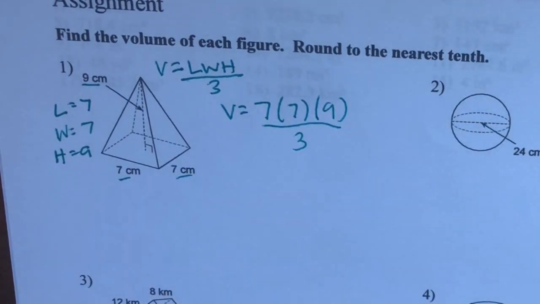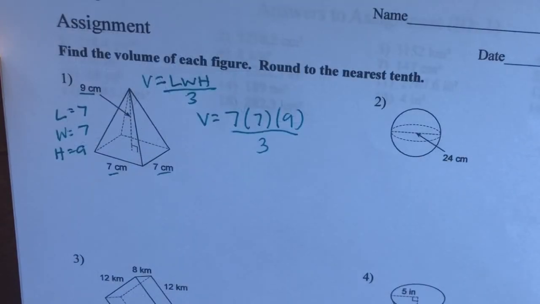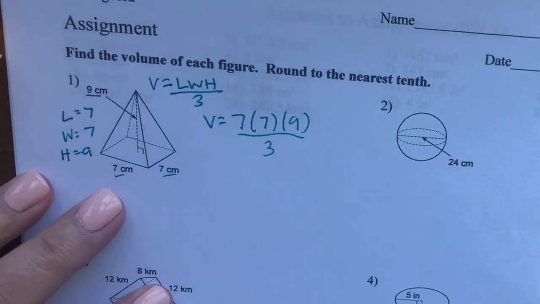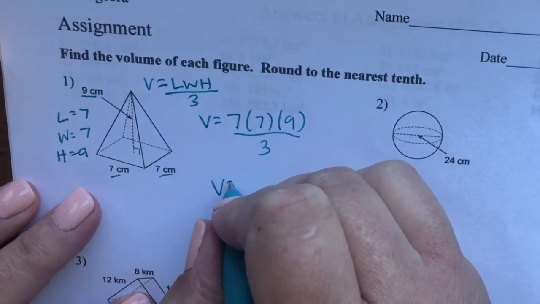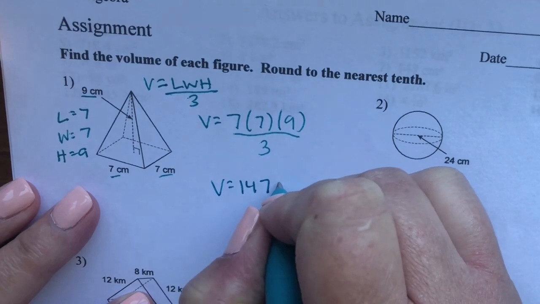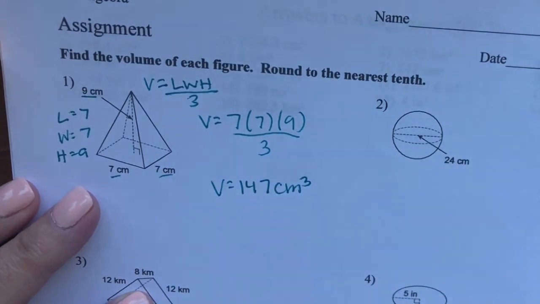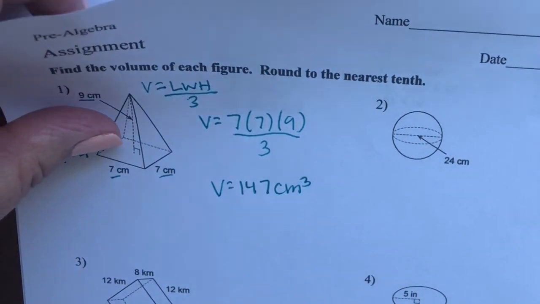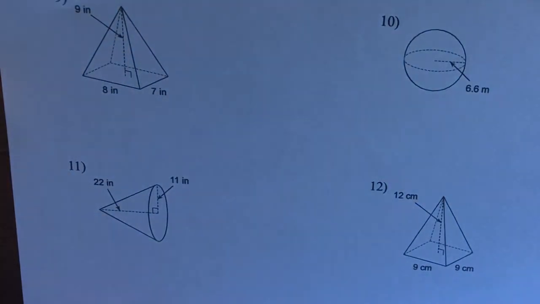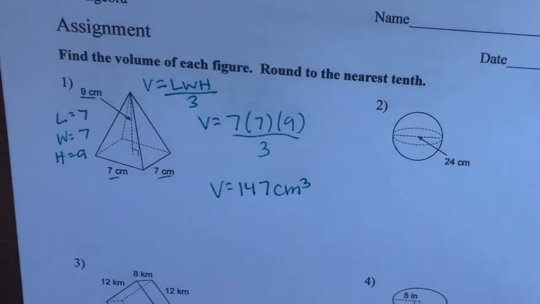So hold for just a moment. Right, I'm back. So 7 times 7 times 9 equals 441, and I'm going to divide that by 3 equals 147. So volume equals 147 centimeters cubed. I'm just going to check to see if I am right, and it looks like I am.